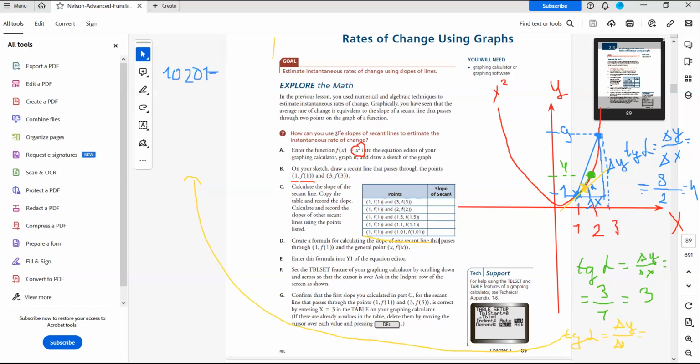1.0201 subtract f of 1, right? When x equals 1, x squared equals 1. So subtract 1, divided by delta x. X was 1 and became 1.01. So 1.01 subtract 1. Okay, let's evaluate it. We're going to get 0.0201 divided by 0.01.